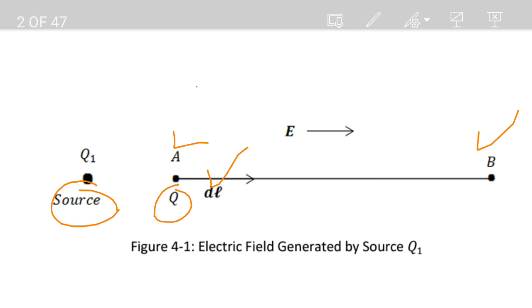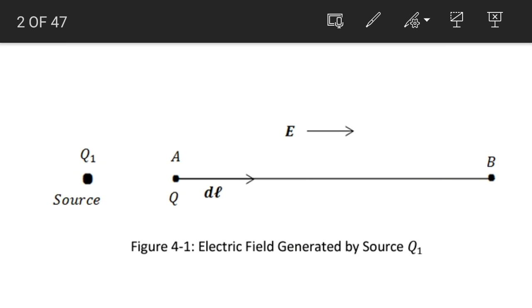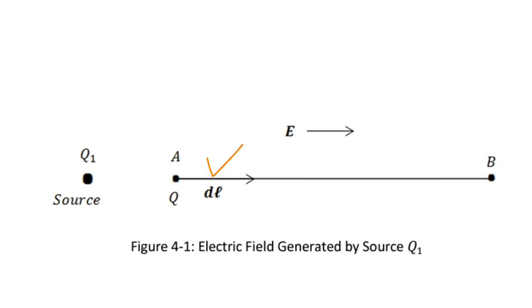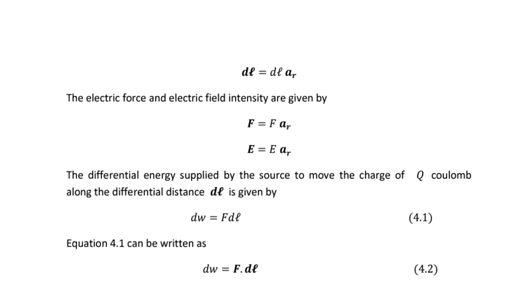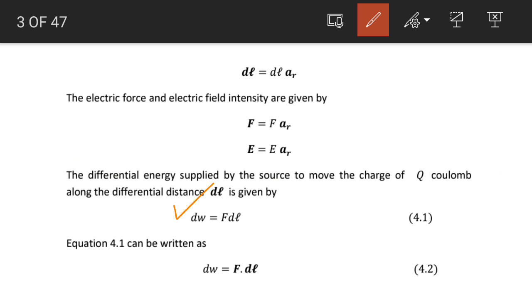So the differential energy which is supplied by the source to move this charge of Q Coulomb along the differential distance dl will be represented by dw. So the differential energy which is supplied by the source of Q1 Coulomb to move this charge of Q Coulomb along the differential distance dl will be dw, and dw will be equal to F dl. So the two vectors on the right hand side of this equation are in the same direction. You see dl is in the direction of the unit vector AR, and F is in the direction of the unit vector AR as well.